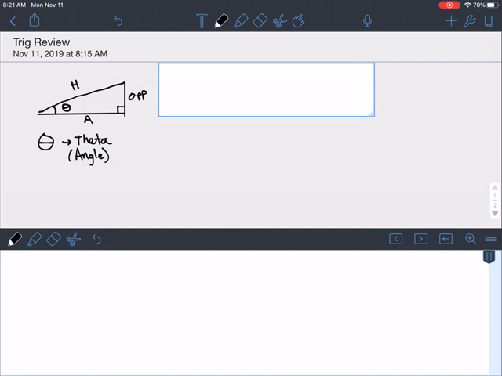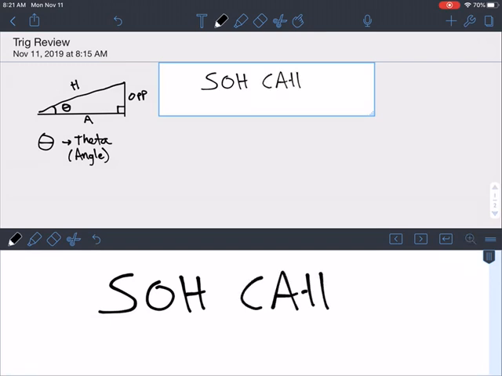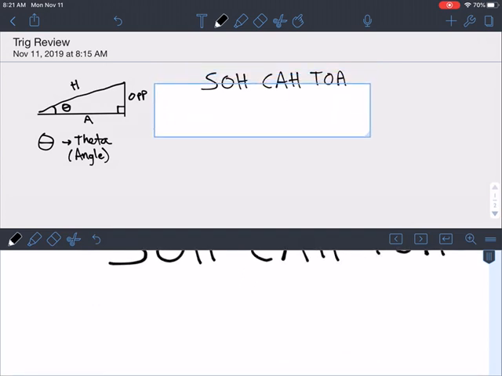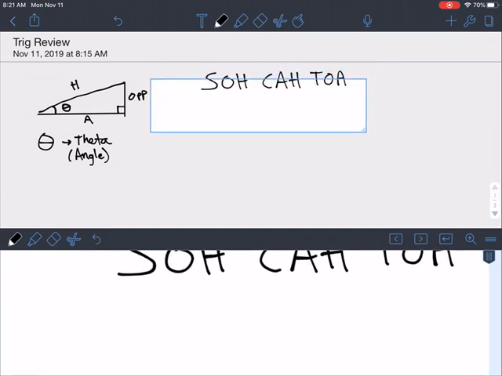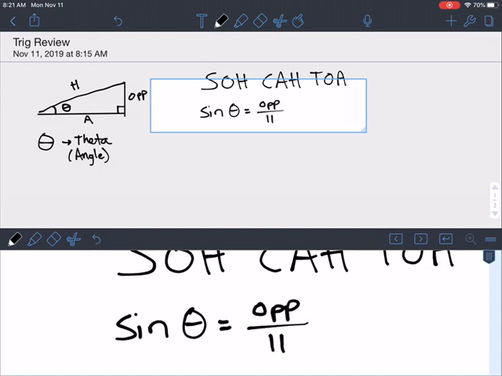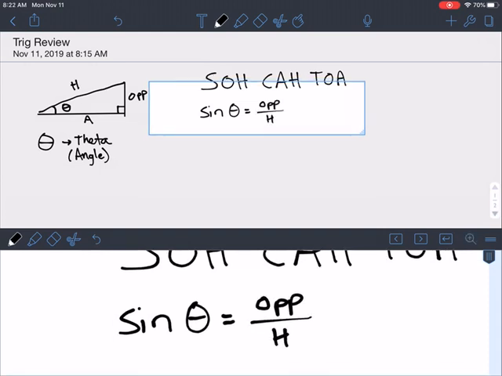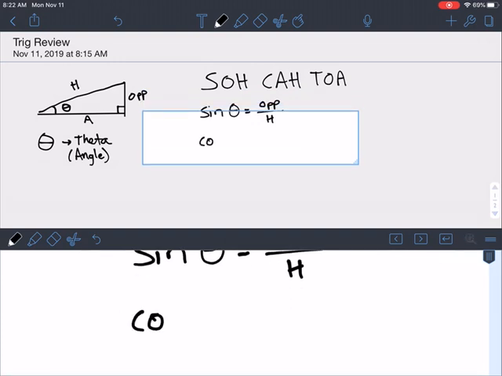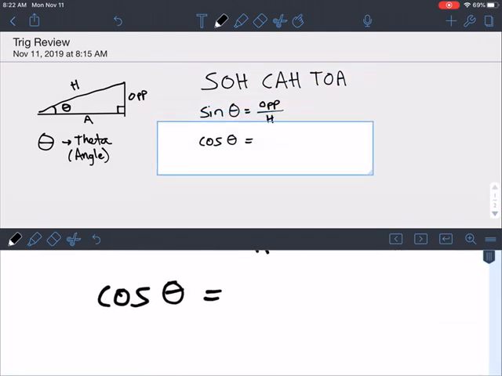Now, I'm sure you've all heard the saying SOHCAHTOA. This is an easy way to remember some trig properties. So if you want to know the sine of theta, then you know that it is opposite over hypotenuse. And then let's say you want to know the cosine of that theta, of that angle. Then you know that it's CAH, so it is adjacent over hypotenuse.